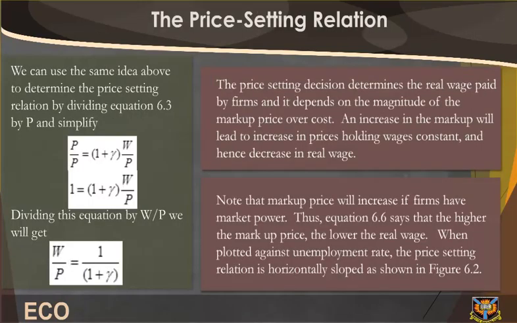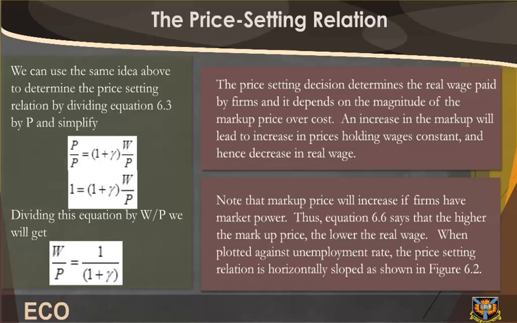The price setting relation. We can use the same idea above to determine the price-setting relation by dividing equation 6.3 by P and simplifying. Dividing this equation by W over P, we get the price-setting decision, which determines the real wage paid by firms, and it depends on the magnitude of the markup of price over cost. An increase in the markup will lead to an increase in prices holding wages constant, and hence a decrease in real wage. Note that the markup will increase if firms have market power. Thus, equation 6.6 says that the higher the markup, the lower the real wage.